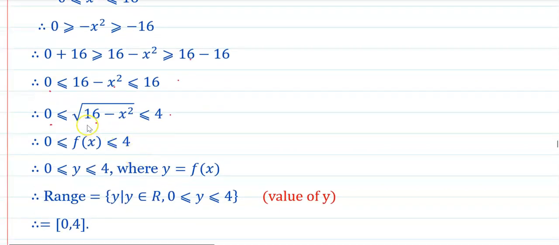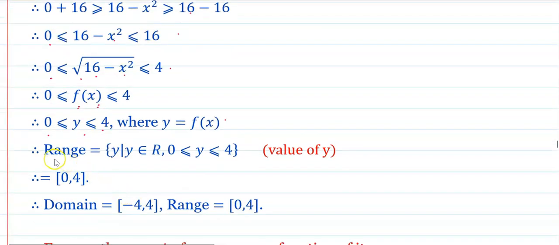Okay. Root of 16 minus x square means what? f of x. f of x means what? y. That is the value of y lies between 0 and 4, where y is equals to f of x. And hence the range is y such that y belongs to the set of real numbers and the value of y lies between 0 to 4, and we get the closed interval 0 to 4, and this is the range and this is the domain, that is the domain is a closed interval minus 4 to plus 4.